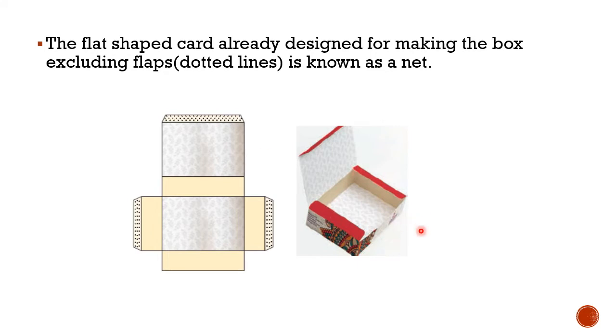Like this, finally, the outcome is like this only. Here the dotted lines, we are not supposed to consider them because usually we fold these dotted lines inside the box. These are folds. So excluding these dotted lines or folds, the flat-shaped card is called a net. Now we are going to learn about nets of all the 3D shapes.